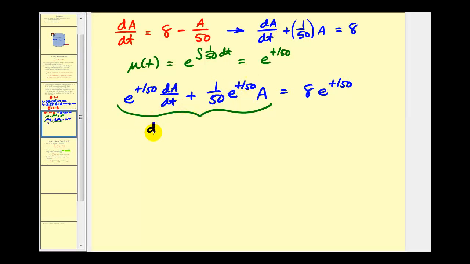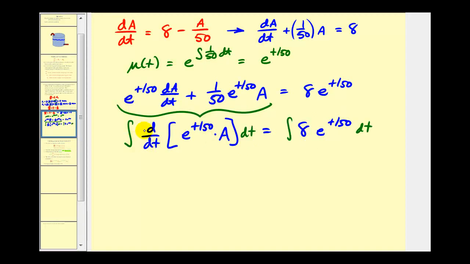So the derivative with respect to t of the integrating factor, which is e^(t/50), times our function A. So if the left side is equal to the derivative, then it must also equal the right side. So we'll set this equal to 8 e^(t/50). And now we'll integrate both sides of the equation with respect to t.